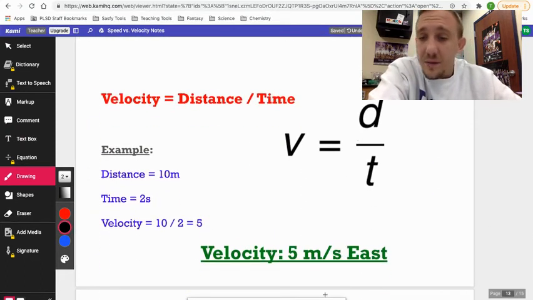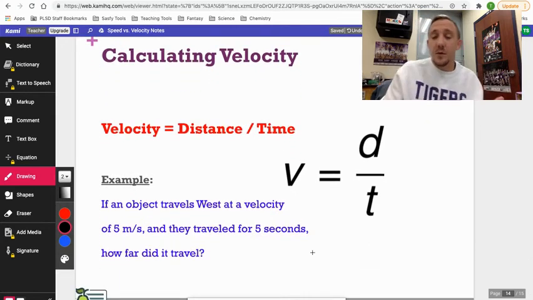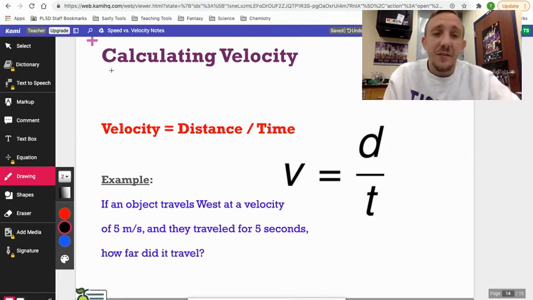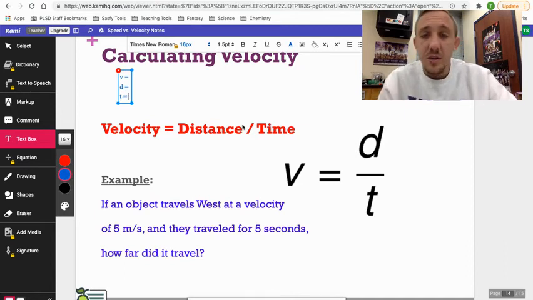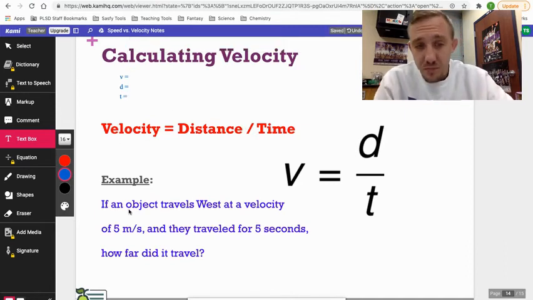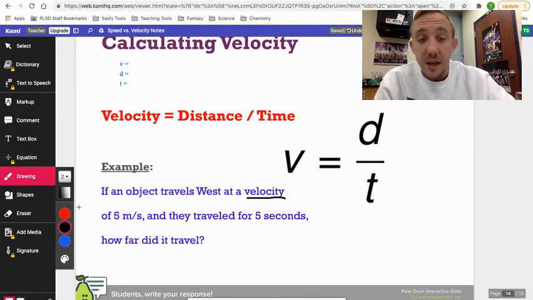Now, looking at it, I've gone ahead and posted in here: it's 5 meters per second east. Well, what happens if I give you guys a problem where I'm not asking for velocity? You have to think, what variables do I have, and what is my unknown? So I'm going to go velocity, distance, time. Again, I have to break down a problem. So if an object travels west at a velocity of 5 meters per second, and travels for 5 seconds, how far did it travel?